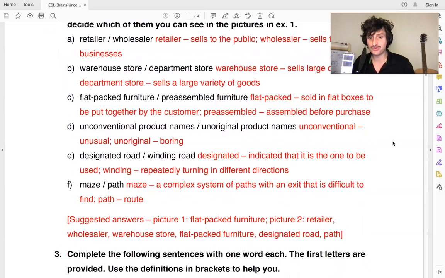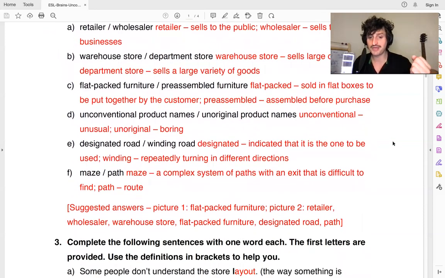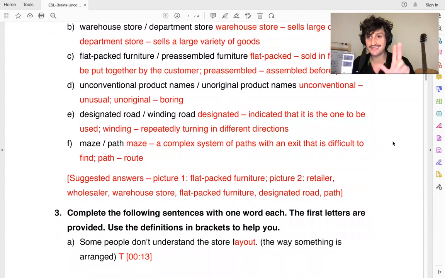Now, if you paid attention, you probably know what company we're talking about. We're talking about a company that sells furniture. They're very well known, very, very famous, and they're from Sweden. If you don't know which one it is, then stay tuned, because you will know very, very soon what company we're talking about.